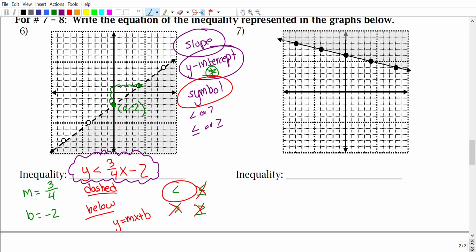Okay, so we're going to do the same thing for number 7. What I want you guys to do is to try it out on your own. Figure out your slope, y-intercept, and symbol. Look at all the clues that you're given on number 7, and then see if you can come up with something in this form. Okay, guys? All right, go ahead and give that a shot.